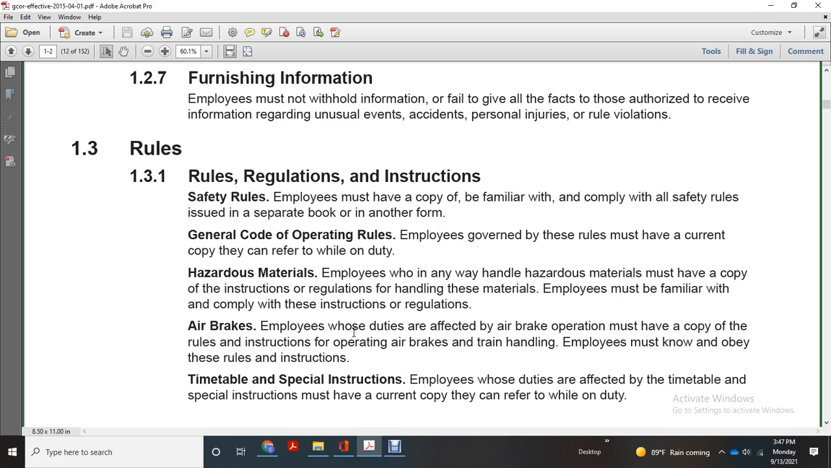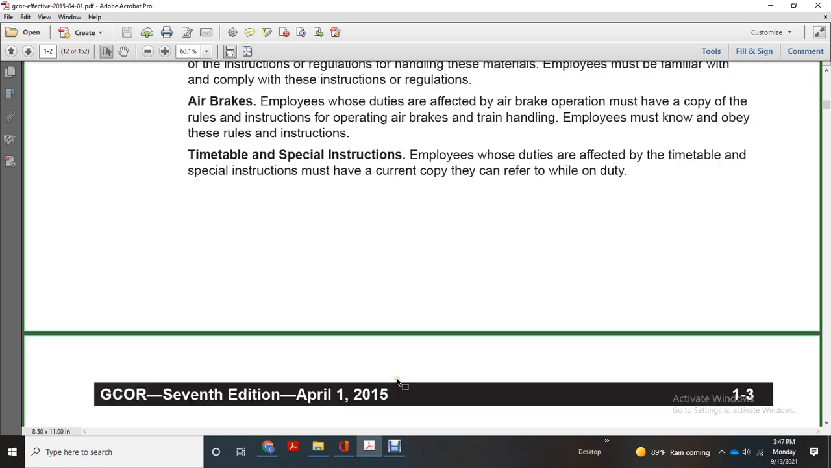Air brakes. Employees whose duties are affected by air brake operation must have a copy of the rules and instructions for operating air brakes and train handling. Employees must know and comply with these rules and instructions. Timetable special instructions. Employees whose duties are affected by the timetable special instructions must have the current copy to refer to while on duty.